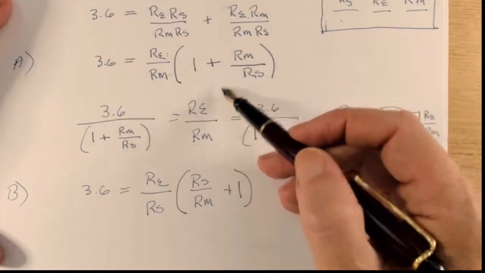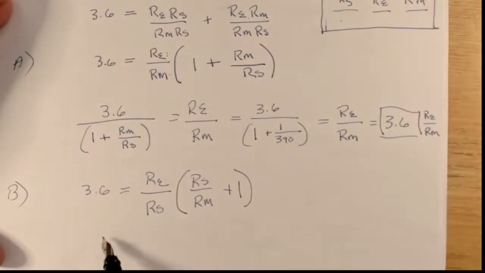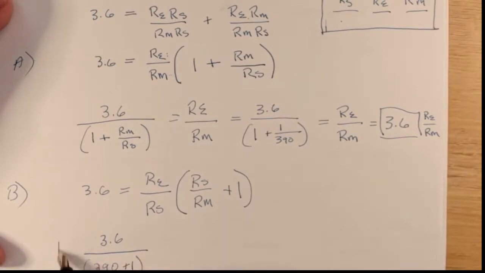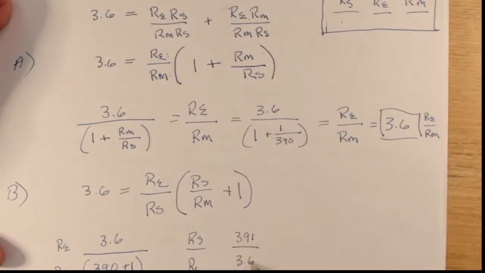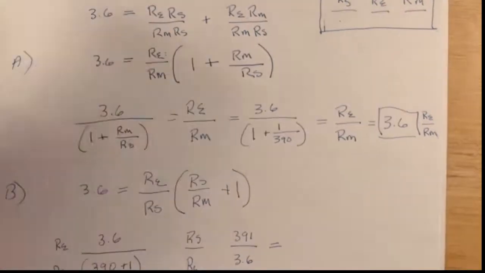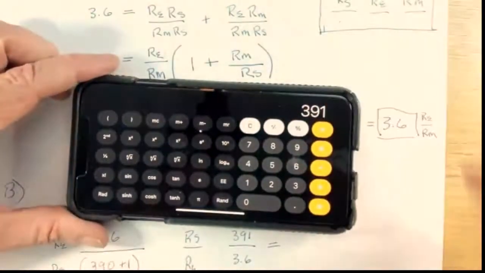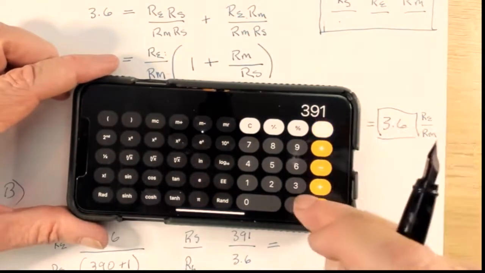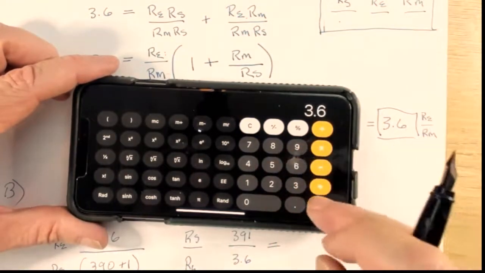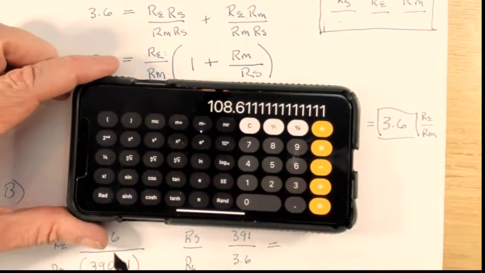Now, we bring this around the same way, and we end up with 3.6 over the radius of the Sun to the Moon is 390 plus 1. This is the radius of the Earth to the radius of the Sun. So by flipping this over to get the radius of the Sun over the radius of the Earth, we get 391 over 3.6. And now we can solve for that. So we have 391 divided by 3.6 equals about 109.